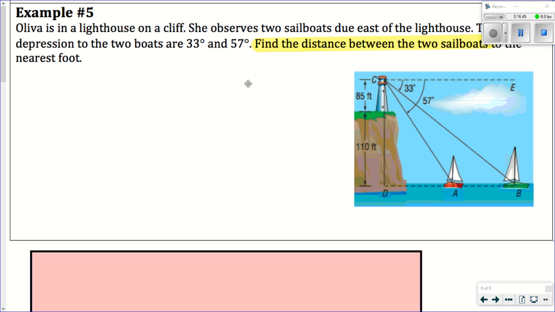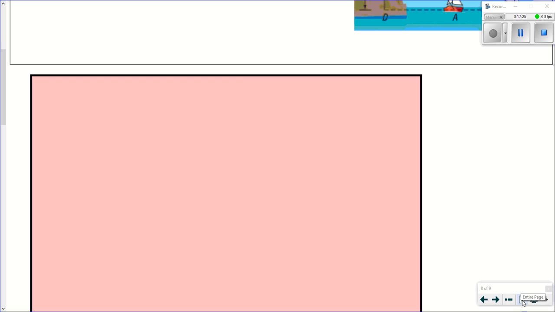So let's see what they're asking us to do. They say Olivia is in a lighthouse on a cliff right here. She observes two sailboats due east of the lighthouse. You've got two sailboats, A and B. The angles of depression of the two boats are 33 degrees and 57 degrees. They want us to find the distance between the two sailboats to the nearest foot. So we need to find the distance between A and B. This may look like, oh my God, this is a lot of work. But again, you're using what you've learned and applied in this lesson. So the first thing we need to do, which I already did, so let me see.